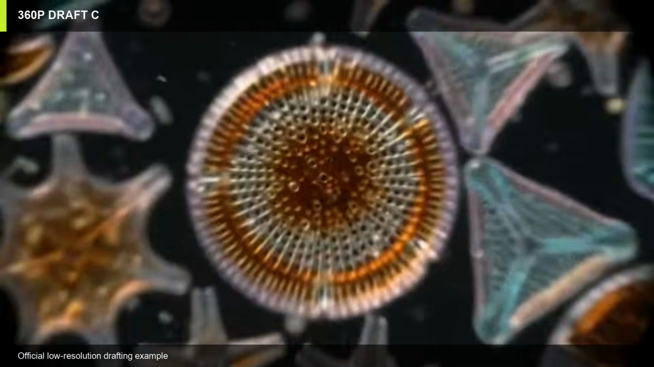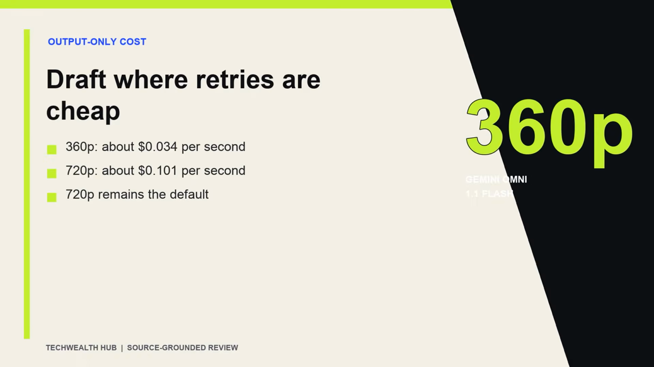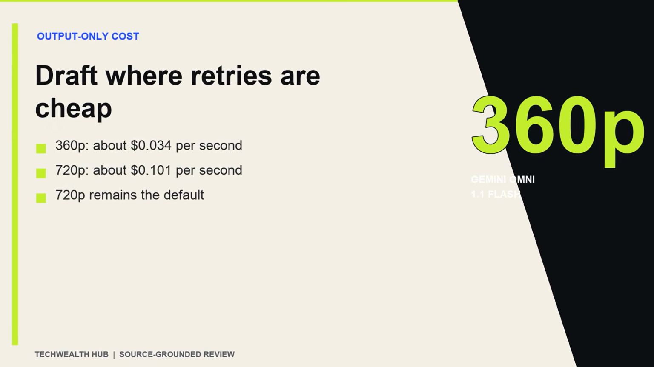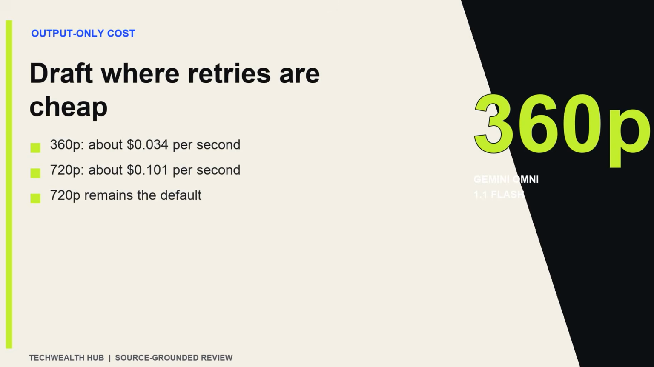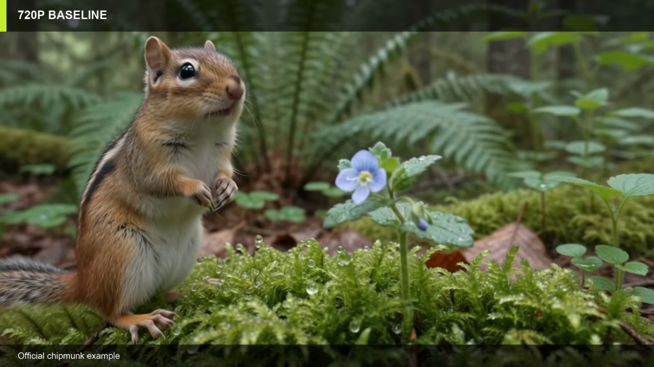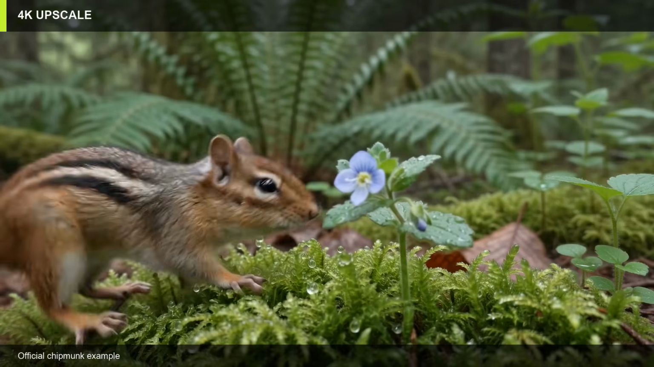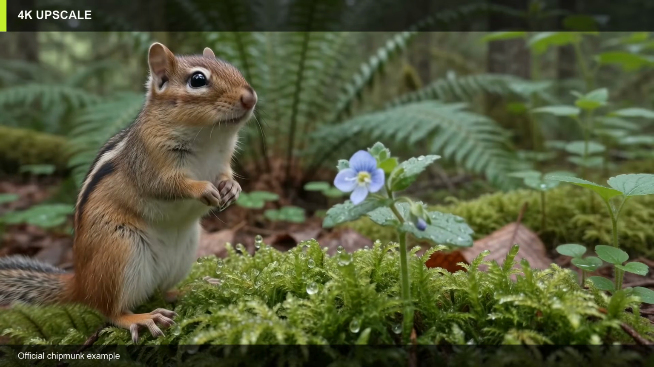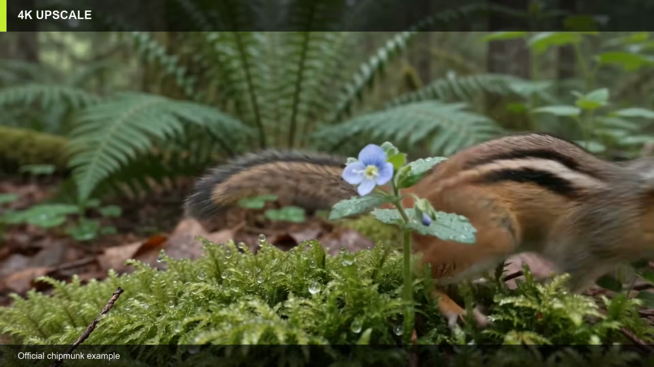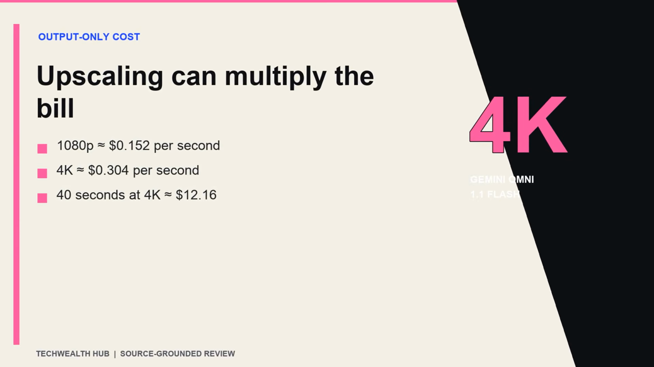That distinction shows up in the economics. Google lists $17.50 per million output tokens. Using the documented token rates, output-only cost works out to roughly 3.4 cents per second at 360p, 10.1 cents at 720p, 15.2 cents at 1080p, and 30.4 cents at 4K. A 10-second 4K result is about $3.04. 40 seconds is about $12.16 before input charges. The rational workflow is obvious. Draft cheaply, lock the sequence, then upscale only the shots that survive review.